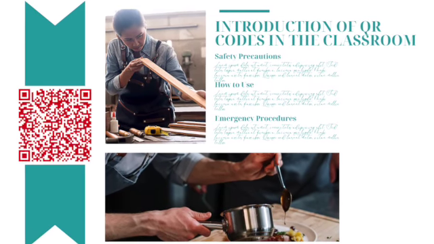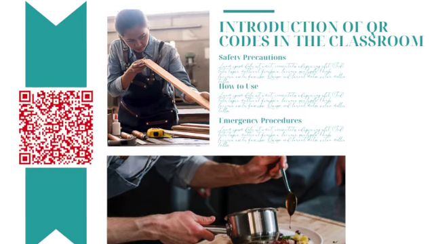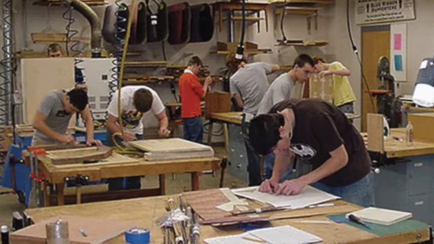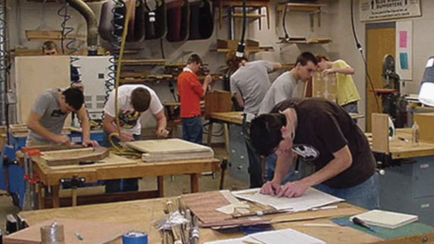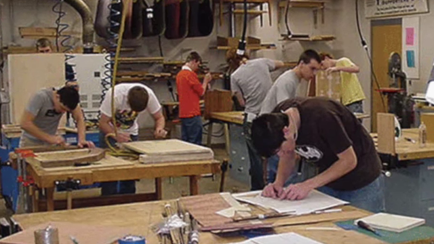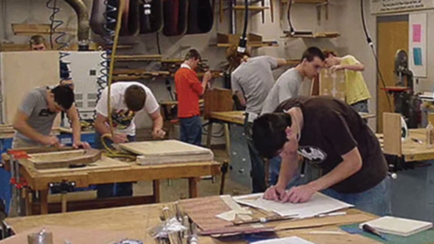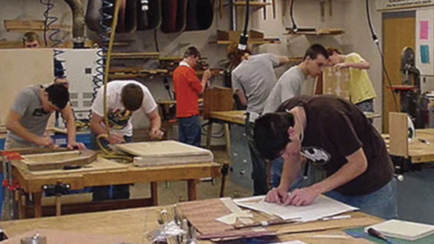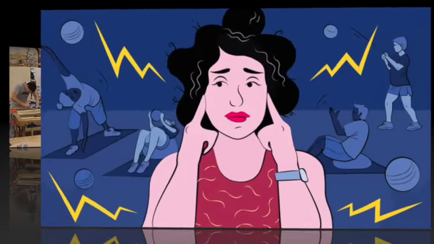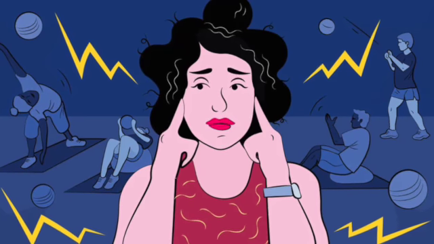Introduction of QR codes in the classroom. The hands-on structure of a tech classroom makes it unique in many ways. This structure could appeal to students with a variety of learning exceptionalities that make it difficult for them to focus in traditional classrooms. Unfortunately, tech classrooms can also be loud, chaotic, and dangerous.